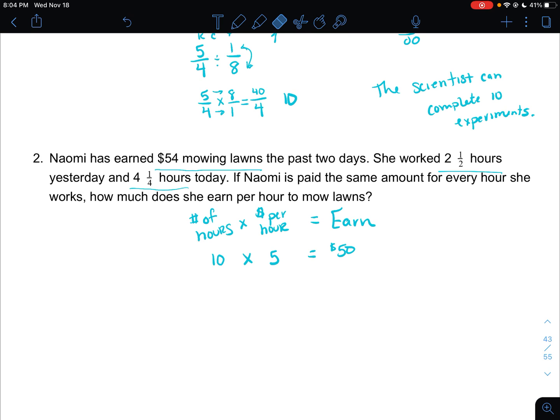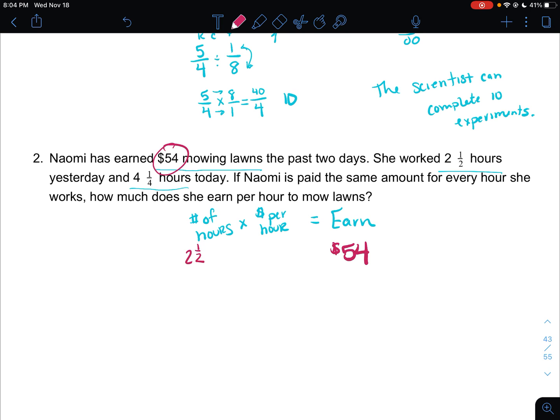So that tells me I always want to multiply the number of hours times the dollars per hour to get my earnings. So what do we know in this situation? I'm going to plug in what we know. She earned $54. So earnings is $54.